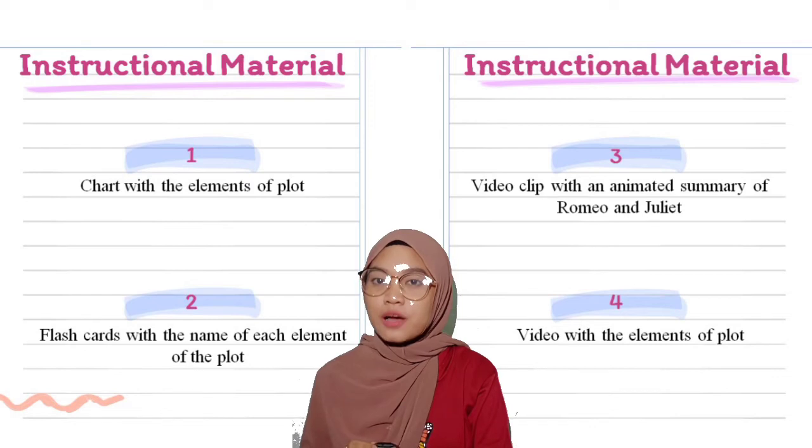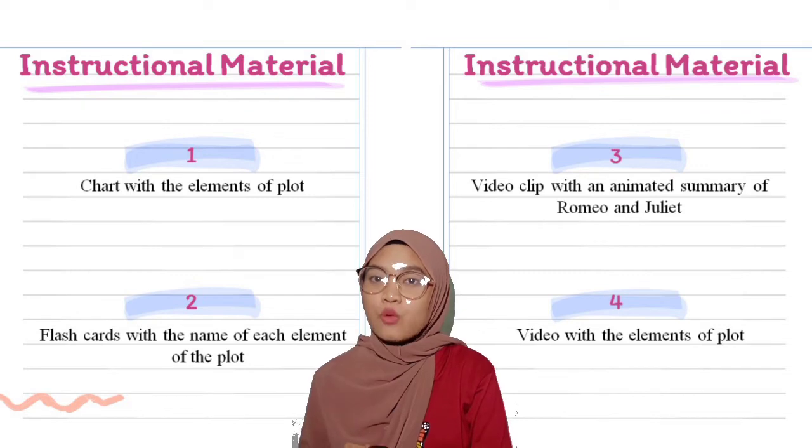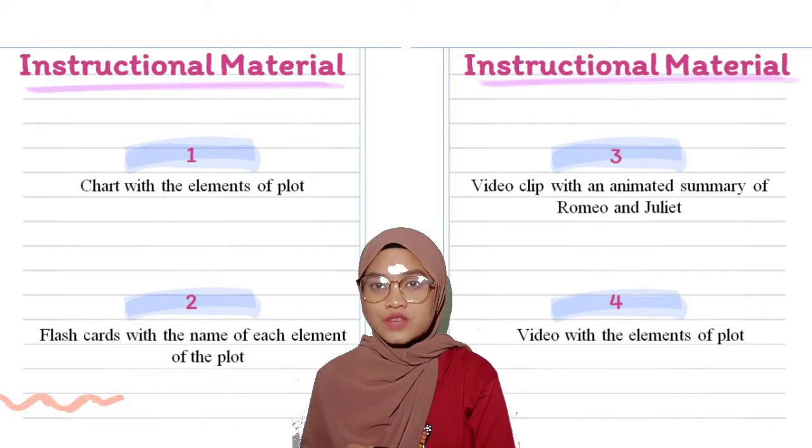The third is a video clip with an animated summary of Romeo and Juliet. The teacher will share the link to the video with the students and then students are asked to watch the video. The last is a video with the elements of the plot. Same as the previous materials, but the difference is this video is about the definition of elements of the plot. Okay, we move into the next slide.